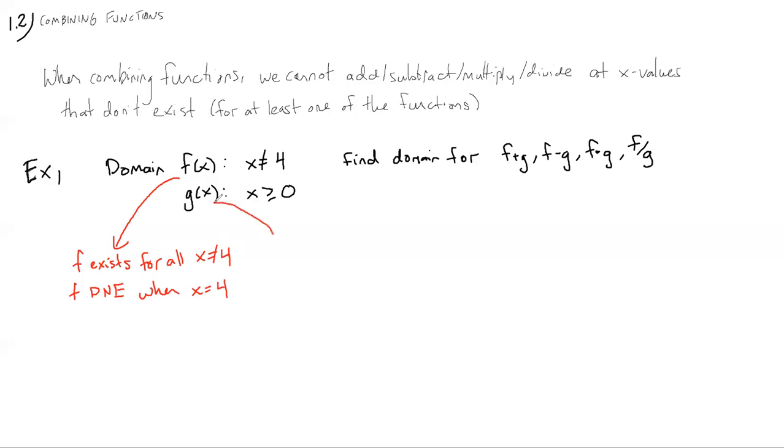And then g is telling us that g exists when x is greater than or equal to 0. g does not exist when x is less than 0. So there's 2 ways that we could think about finding the new domain. Essentially, you compile everywhere where these functions don't exist. So it's actually the union of all the places that it doesn't exist, to find the new total region where it doesn't exist.